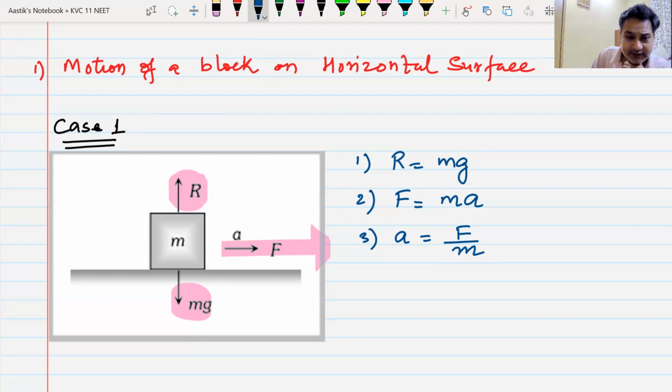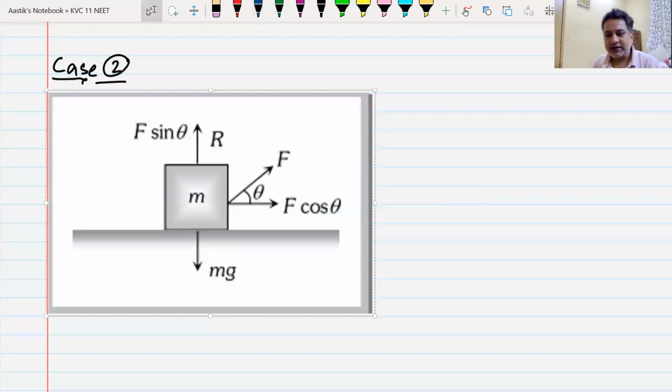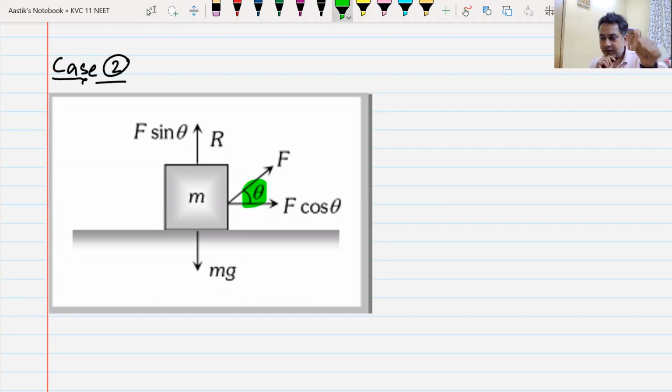Have you noted down that case, beta? Okay. Then you can do the second case. Shall we move on? Okay. Now in the second case, what has been done is that instead of applying the force horizontally, they've applied the force at an angle. Do you see this angle theta? They've applied the force at an angle theta.